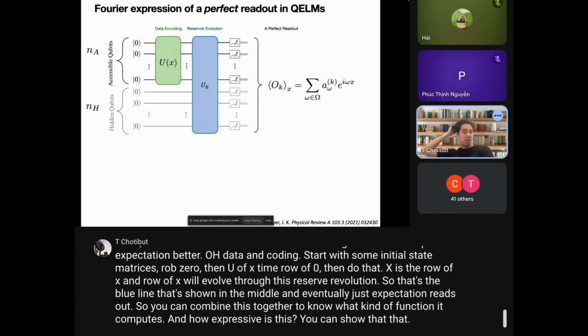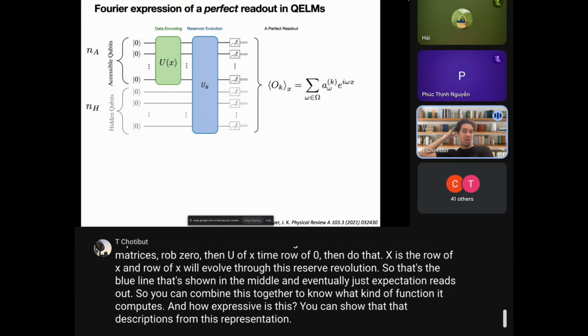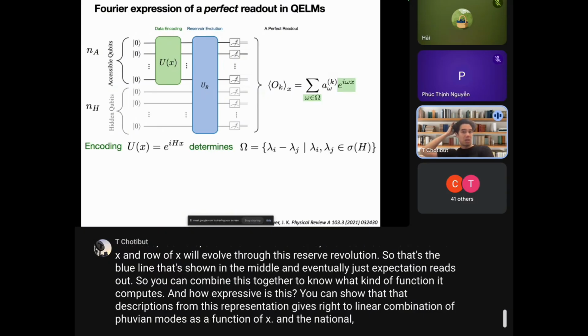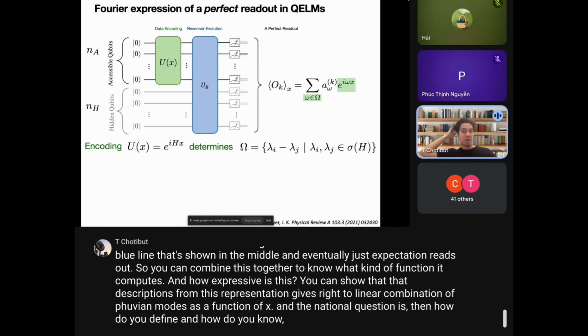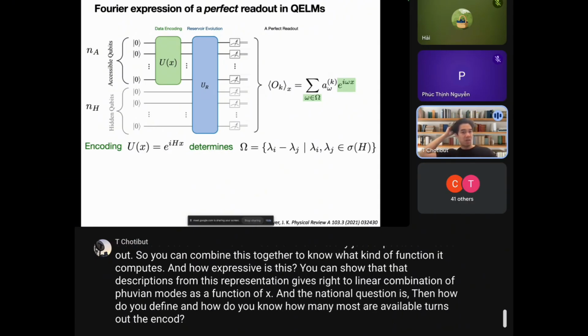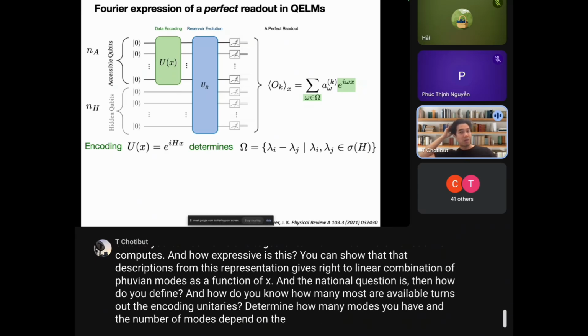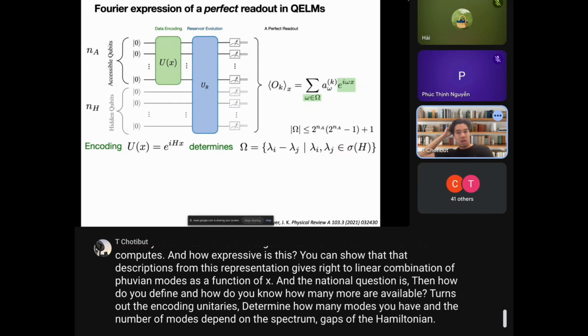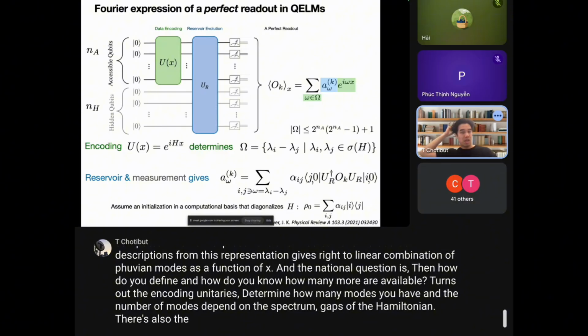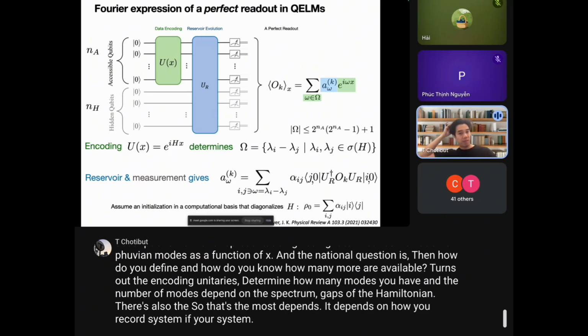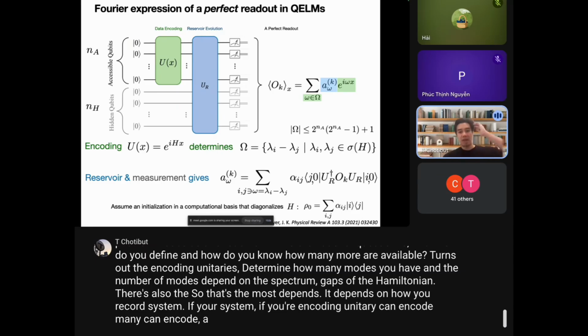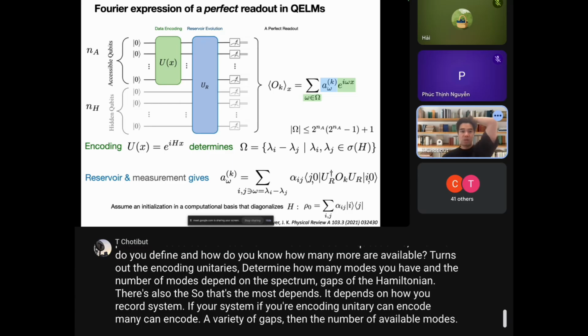You can show that this representation gives rise to a linear combination of Fourier modes as a function of x. And the natural question is then, how do you know how many modes are available? It turns out the encoding unitaries determine how many modes you have, and the number of modes depends on the spectral gaps of the Hamiltonian. So that's the modes; it depends on how you encode the system. If your encoding unitary can encode a variety of gaps, then the number of available modes will be large.